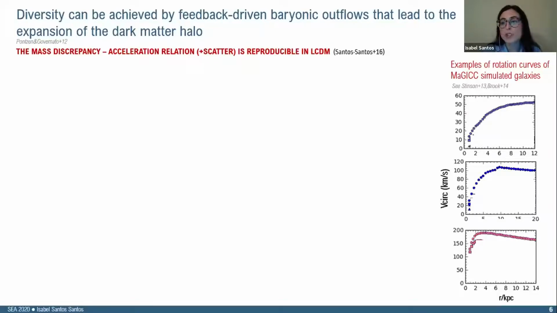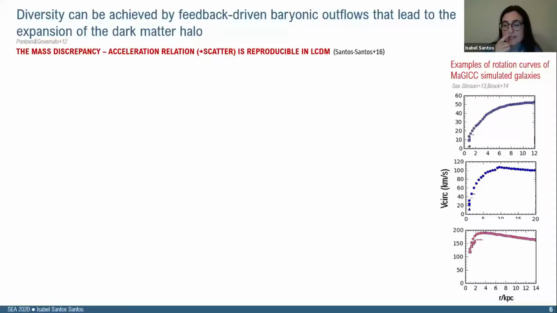But more generally, this produces a complex baryonic cycle that can lead also to the formation of realistic simulated galaxy populations in general. Here are some examples of the diverse rotation curves of simulated galaxies from the MAGICC project that has a galaxy formation model of that kind I was explaining. This galaxy is a dwarf galaxy with a slowly rising rotation curve, and these other two are more massive galaxies with cuspier rotation curves.